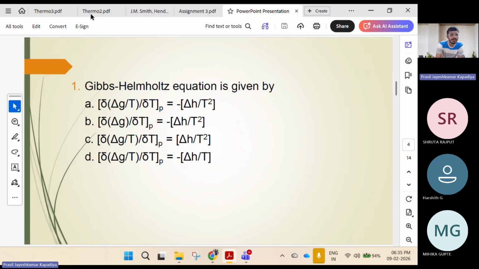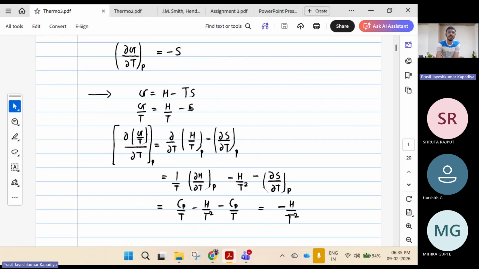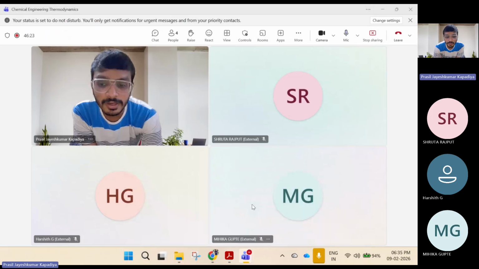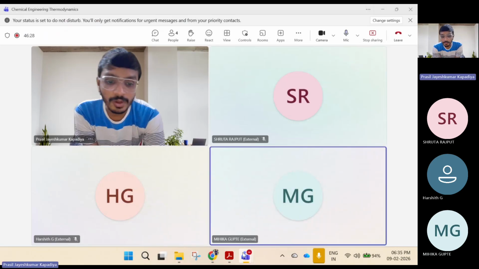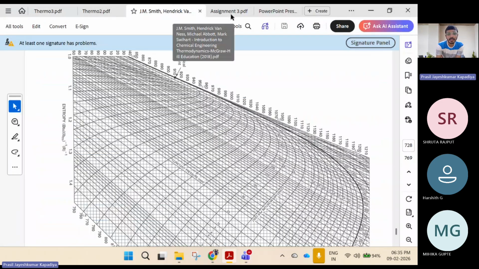Do you want to see the derivation once again? I can show it to you. So we wrote G as H minus TS, then G by T we wrote, and we differentiated it with temperature. Okay, is it clear? Who said yes, B? Sir, sorry, I did not know. Shruta, did you? Sir, I said. Okay, Mihika. Okay, so it is clear for you, right? Yes, sir. Okay, so let's move ahead with the next thing.